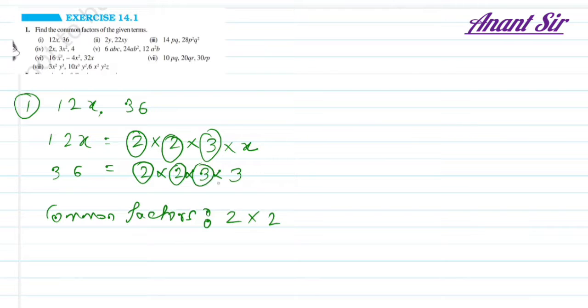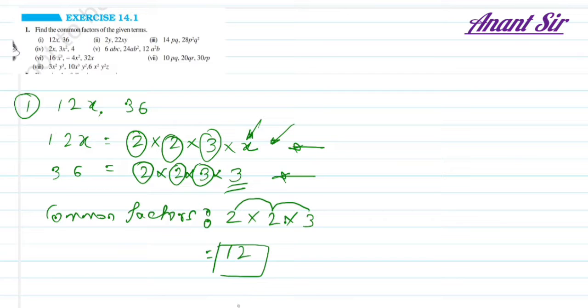Again 1, 3 is common, I am going to write 3. Now this 3 is alone here, there is no 3 here, and this x is only in the first number, it is not in the second. So these are the common factors. 3 times 2 is 6, 6 times 2 is 12. So this is the common factor of 12x and 36.